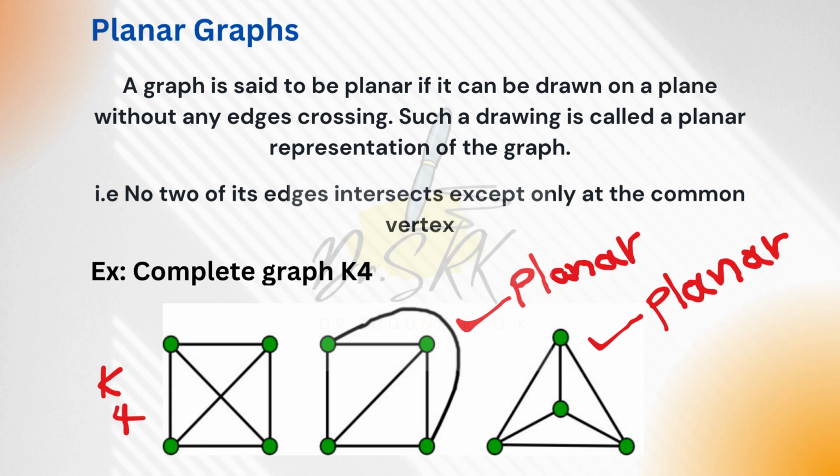Like that, the third graph is also a planar graph. Why? Because it has four vertices, and the edges between these four vertices are drawn without any edges crossing. Means no two of its edges intersect except only at the common vertex.